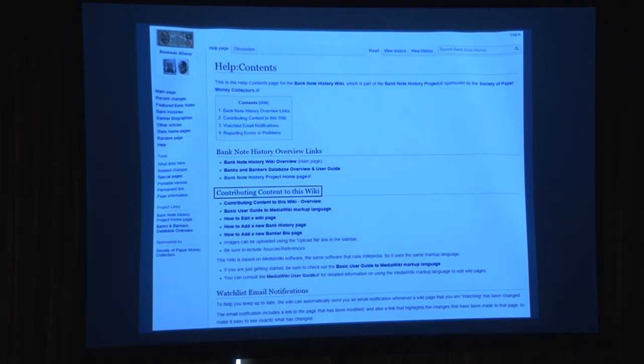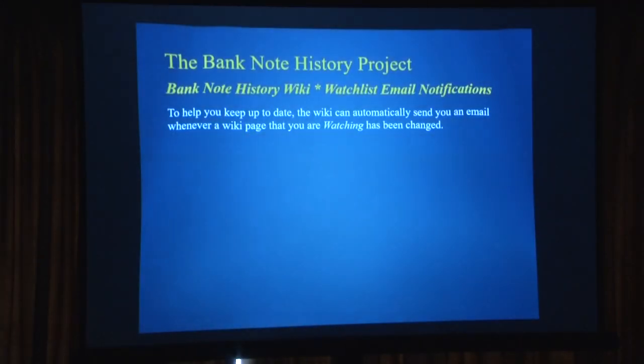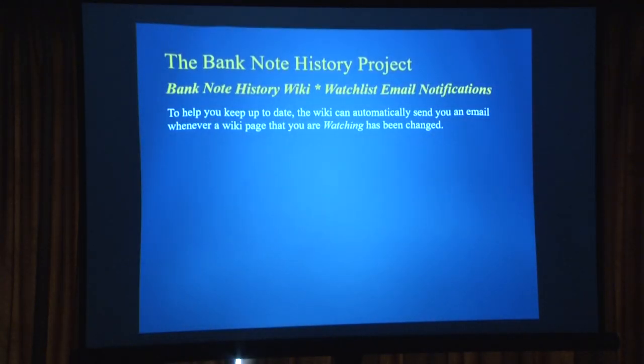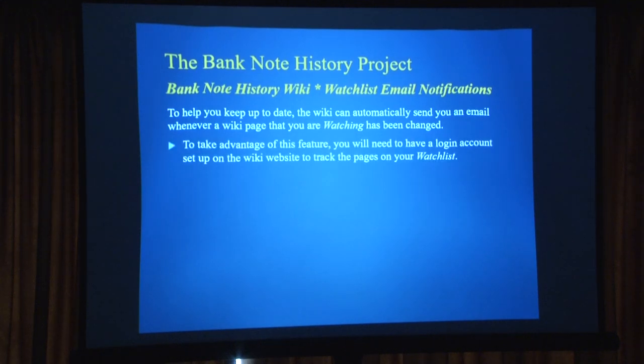So now one section I do want to go over here is the watch list email notifications. To help you keep up to date, the Wiki can automatically send you an email whenever a page you are watching has been changed. To take advantage of this, you need to have a login account set up on the Wiki to track the pages on your watch list, and then obviously also have the email address available that it uses to notify you. Also, in order to edit pages or add new pages, you need to have this login account set up.